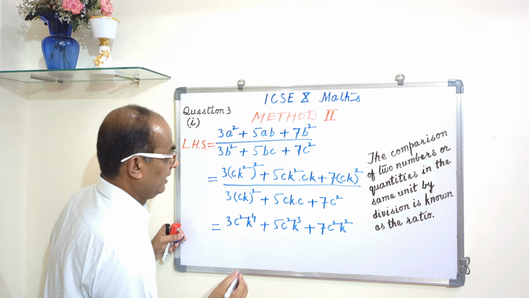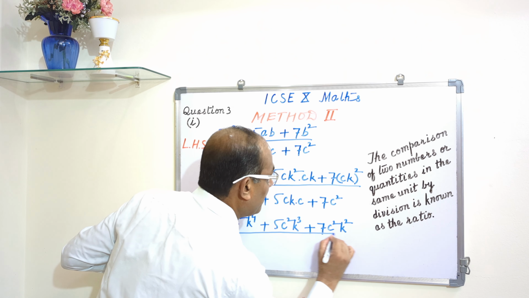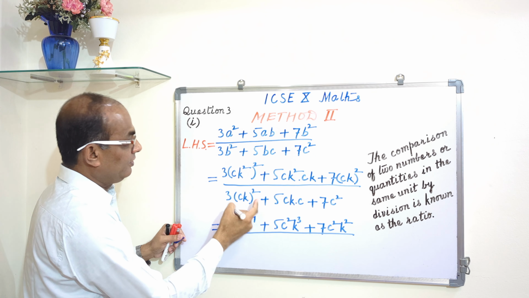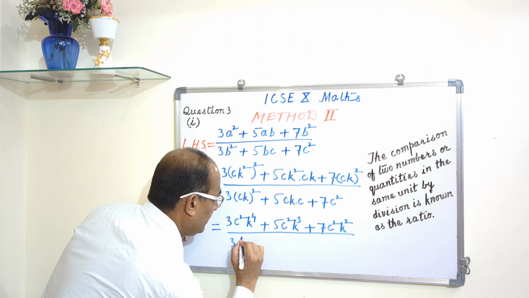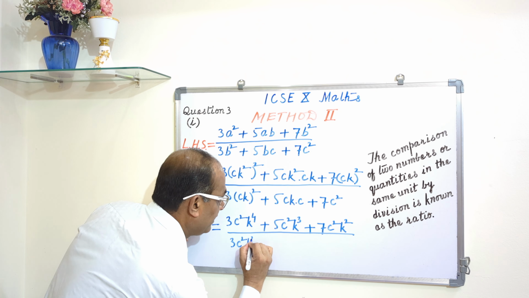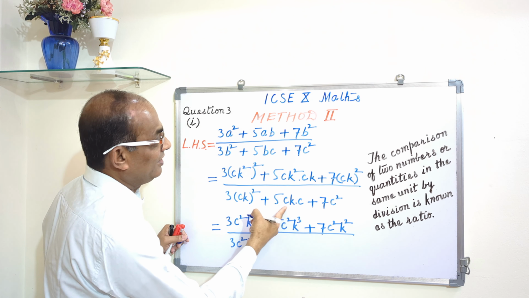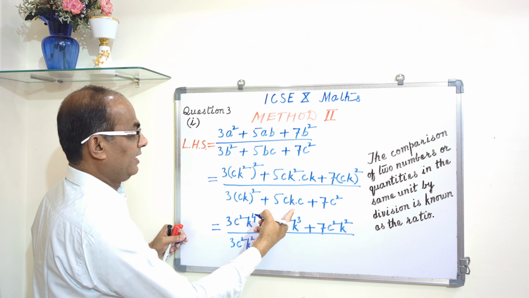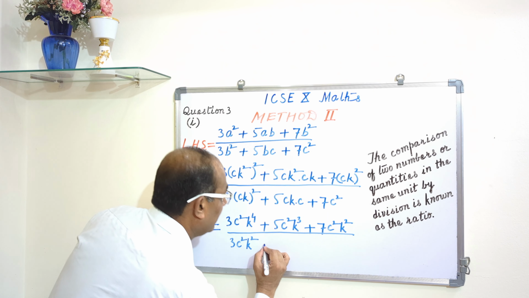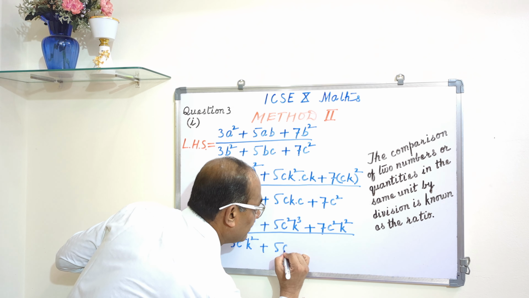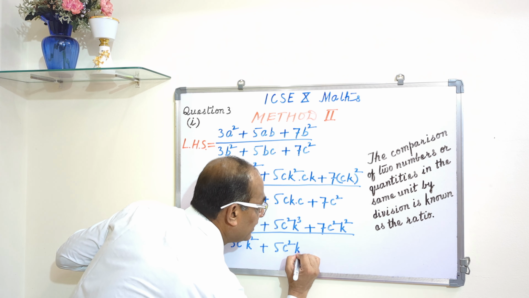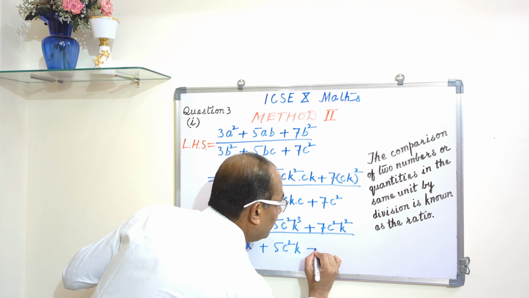square k square, and this divided by 3c square k square plus 5c square k plus 5c square k plus 7c square.